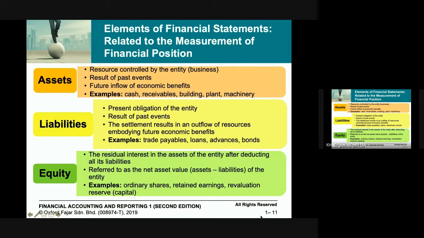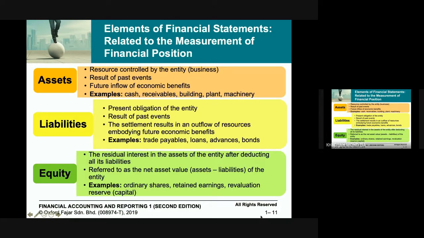So what are examples of assets? We have cash, and we have receivables. Remember I mentioned receivables, something that you're going to receive in the future. You can also have your building as your asset. You can have your plant. Plant here is not a plant like a tree; it's like a machine. So machinery, plant, and machinery.